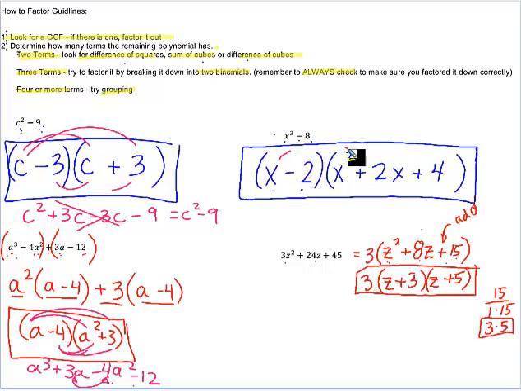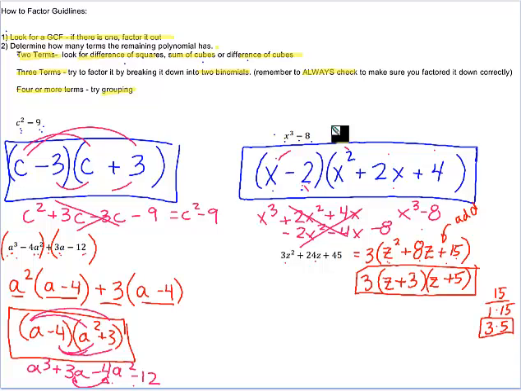All right, here x times x squared is x cubed. x times 2x is plus 2x squared. x times 4 is plus 4x. Negative 2 times x squared is negative 2x squared. Negative 2 times 2x is negative 4x. Negative 2 times 4 is negative 8. These middles cancel, and we're left with x cubed minus 8, which is what we started with.